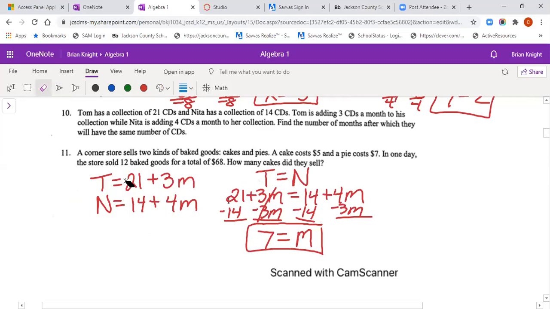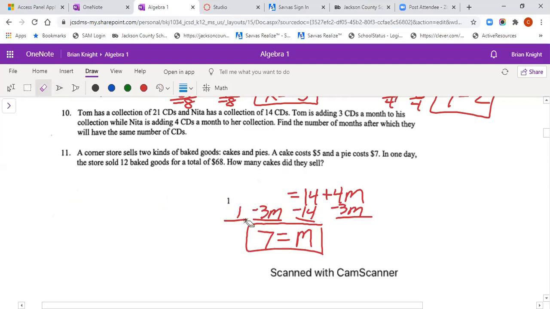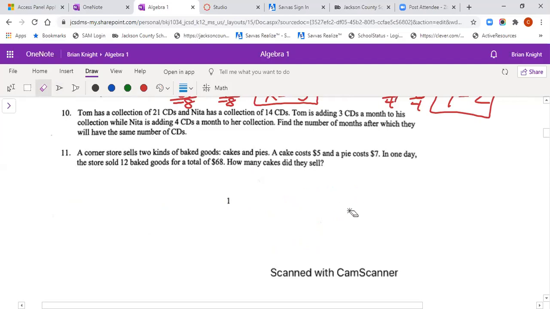Number 11. This time we got what we were dealing with. Baked goods, right? Cakes and pies, okay? So that is our 2 variables, cakes and pies. It says they sell 2 kinds of baked goods, cakes and pies. A cake costs $5 and a pie costs $7. In one day, the store sold 12 baked goods for a total of $68. How many cakes did they sell?